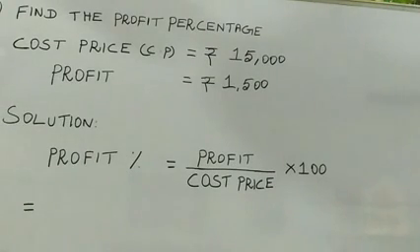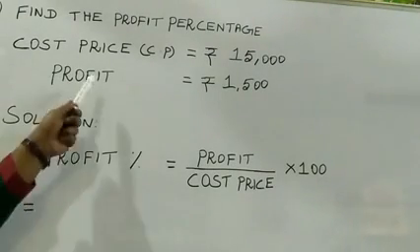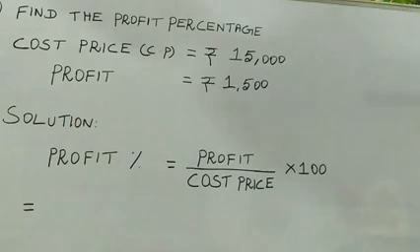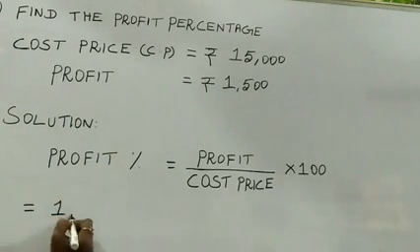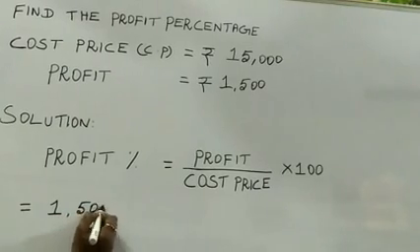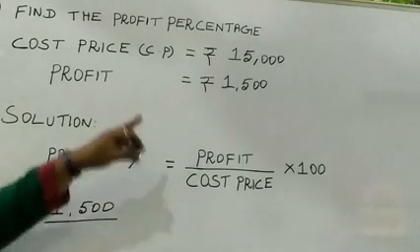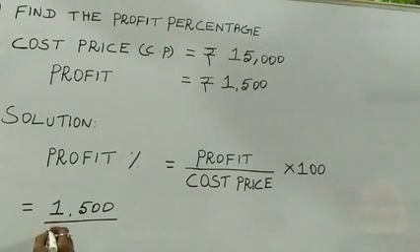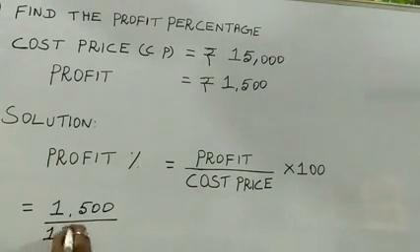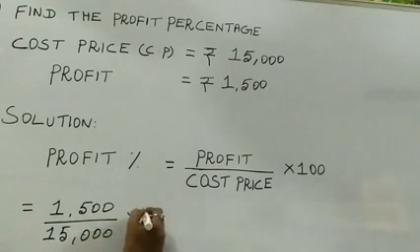Now I have to apply the given data. Our profit, how much? Rupees 1,500. So I write down 1,500 divided by our cost price, which is 15,000. So I write down 15,000 and multiply by 100.